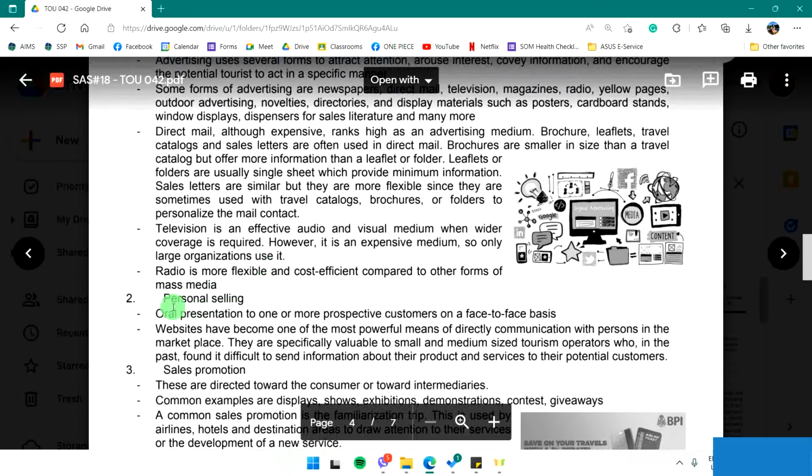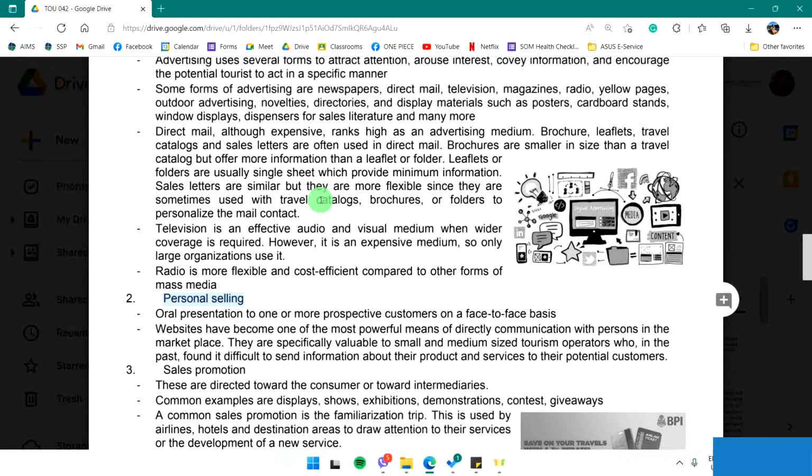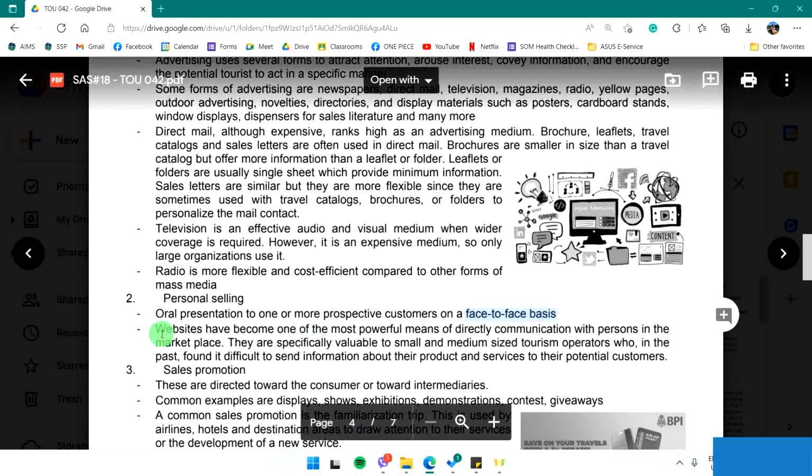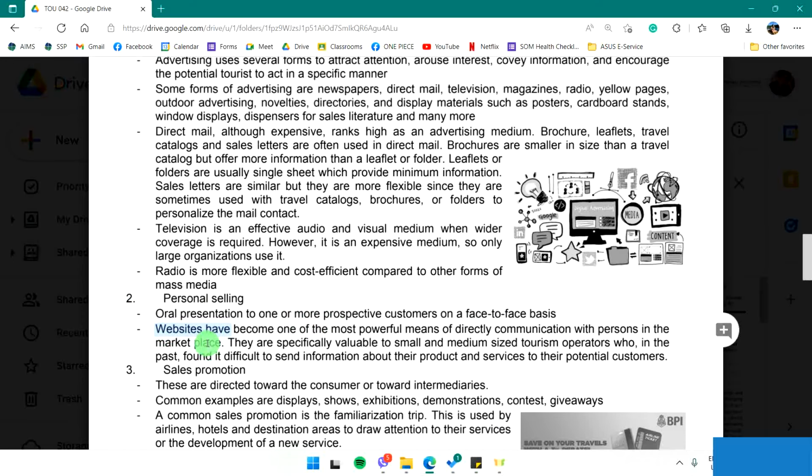Pwede yan in a form of personal selling. Personal selling is usually done face to face with the consumers, no, oral presentation to one or more prospective customers. Usually ito siguro ang pinaka-common na makikita niyo dito ang personal selling is yung mga naglalako ng mga kondo-kondo dyan sa mga mall. Ayan, personal selling iyon. Usually also pwede rin websites, can be also a platform for personal selling.